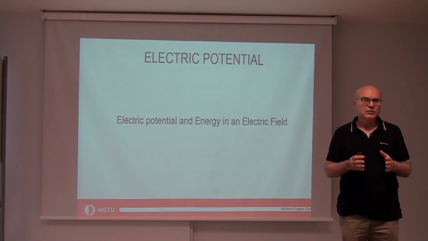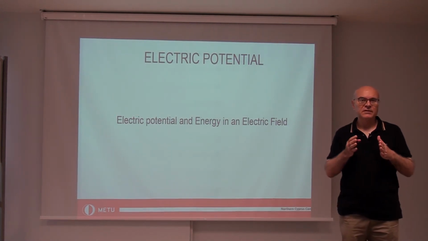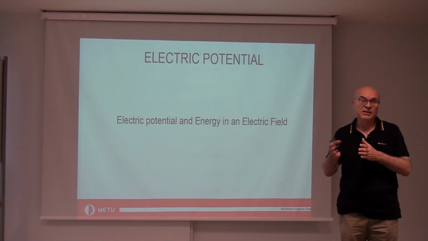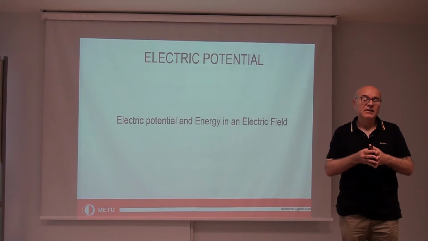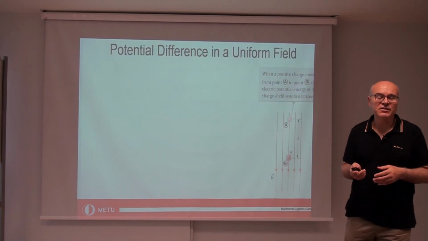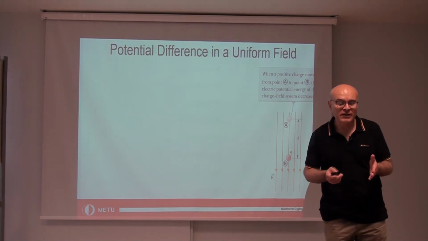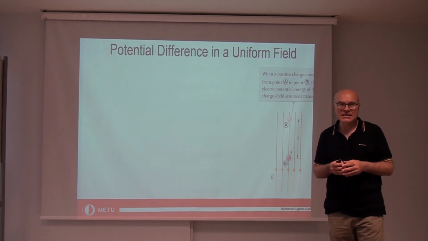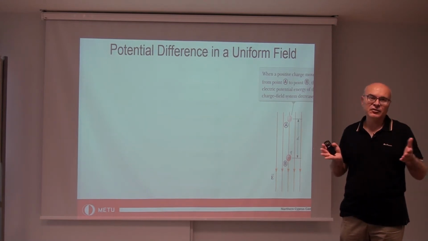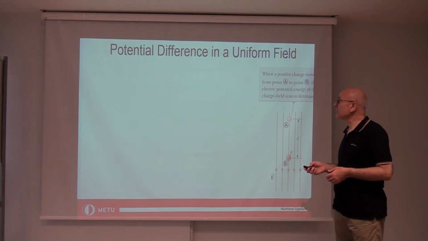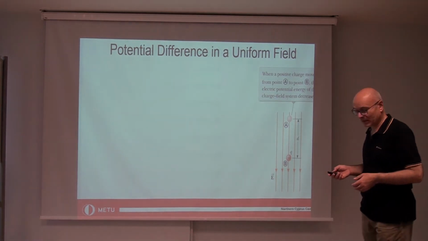Now we will talk about electric potential differences and electric energy differences and variations in an electric field. And we will start by considering a specific example, which is a uniform electric field, where the manipulations and the mathematics are actually easier. But most of what applies here applies to any field, as we will see. So we will start with a uniform electric field.